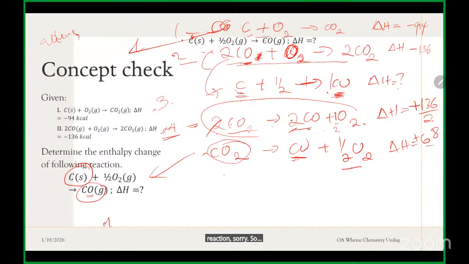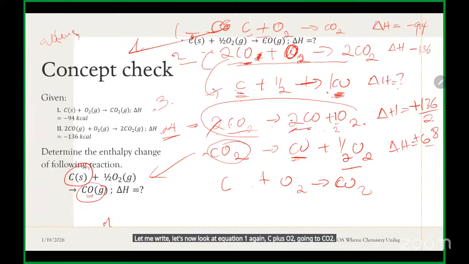Now let's look at equation 1 again. C plus O2 going to CO2. Comparing, we see that CO2 is on the product side here, and CO2 is on the reactant side here. They're both 1, so you can eliminate it. You have to really look at it.